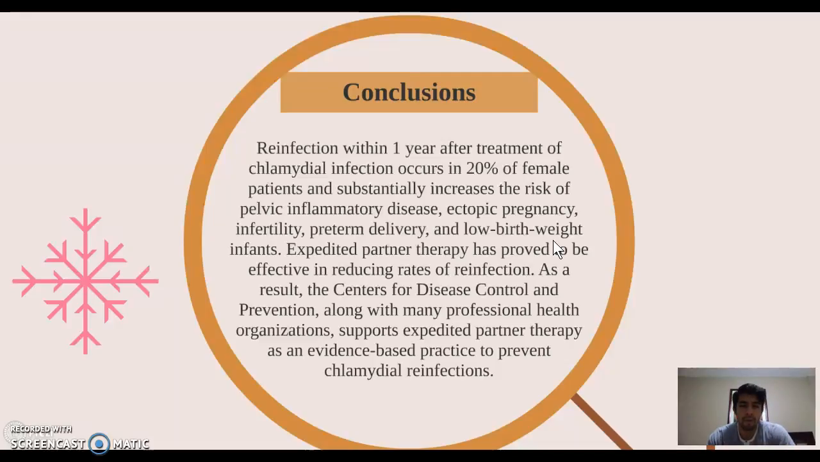Conclusions. Reinfection within 1 year after treatment of chlamydia infection occurs in 20% of female patients and substantially increases the risk of pelvic inflammatory disease, ectopic pregnancy, infertility, preterm delivery, and low birth weight infants. Expedited partner therapy has proved to be effective in reducing the rate of reinfection. As a result, the Centers for Disease Control and Prevention, along with many professional health organizations, supports expedited partner therapy as an evidence-based practice to prevent chlamydia reinfections.